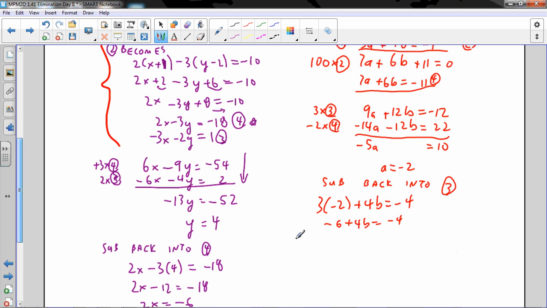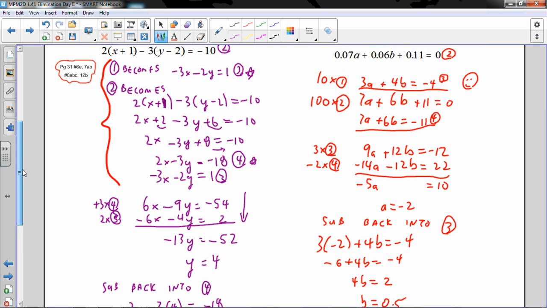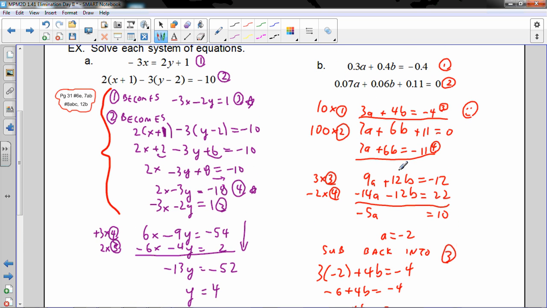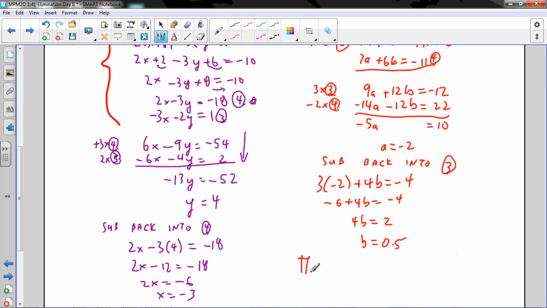Add 6 to both sides, and I get b is a fraction or a decimal, and we should check that one. You always get worried when you get a decimal or fraction answer that's not right, but we can substitute into the other one of these ones, or even the out of shape equations, and see that in fact the answer is a equals negative 2, b equals 0.5.